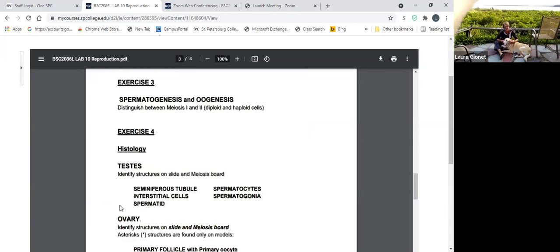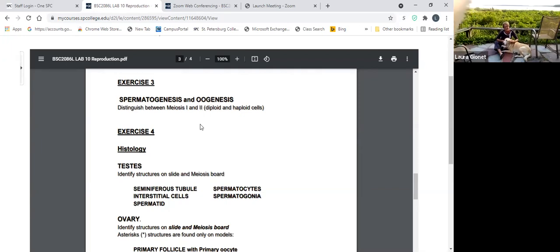Okay, so then exercise 3 is spermatogenesis and oogenesis. It says distinguish between meiosis 1 and meiosis 2, diploid and haploid cells. So there's a big cookie sheet type model that goes with this, where you have spermatogenesis on the left-hand side and oogenesis on the right-hand side. It begins with your stem cells, and then mitosis is occurring all the time.